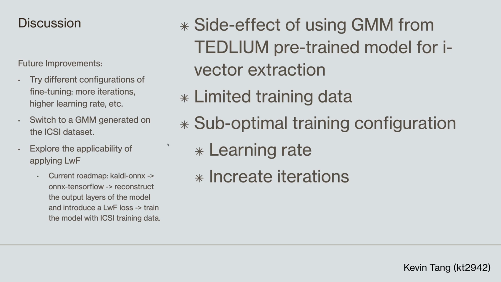We only have 50 hours of training data, among which only 80% are used for training. And also, we suspect that our training configuration is suboptimal. So some future improvements we can work on: definitely we should try to optimize our hyperparameters for this fine-tuning process. And also we should try switching to a GMM generated on the ICSI dataset so we can produce more accurate i-vectors and therefore more accurate models.